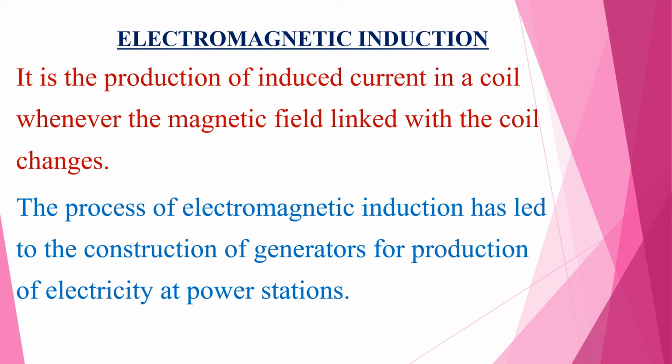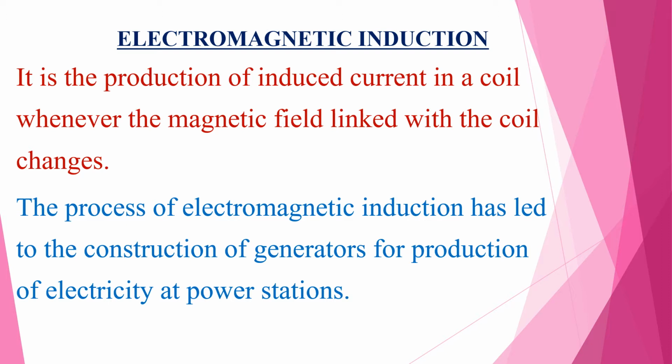Children, we already learned that a current carrying conductor placed in an external magnetic field experiences a force. Due to this force, the conductor will move or deflect, and the direction of force can be found by using Fleming's left-hand rule. This force is experienced due to the interaction of the magnetic field produced by the current carrying conductor and the external magnetic field. Now let us imagine a situation in which a conductor is moving inside a magnetic field or a magnetic field is changing around a fixed conductor.